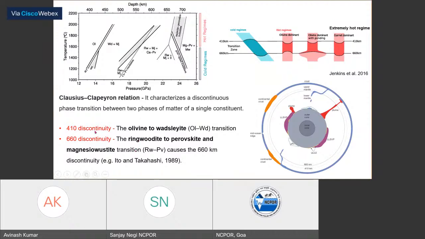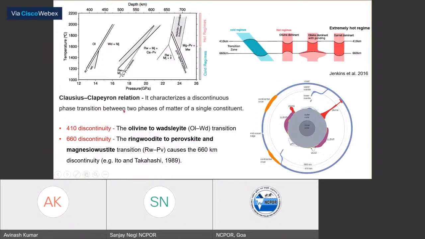The 410 discontinuity is where olivine changes to wadsleyite. Wadsleyite is the high-pressure polymorph of olivine, and at this boundary there is quite a high impedance contrast, because of which this anomaly is highlighted in the seismic investigation. Similarly, the 660-kilometer discontinuity marks another important change of polymorph, where ringwoodite converts to perovskite and magnesiowüstite.